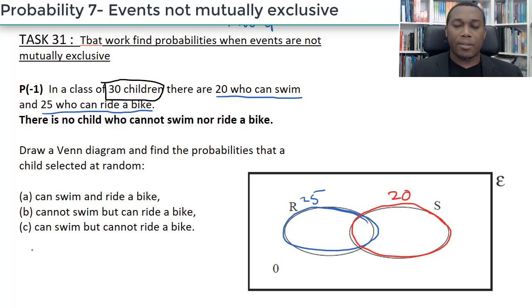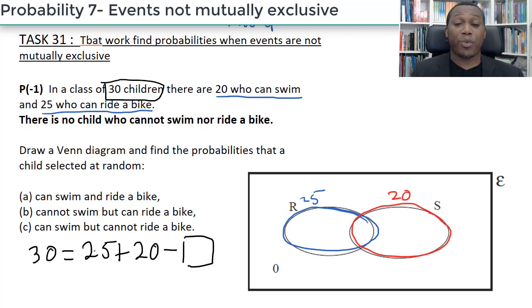But the general addition law, the idea behind it, and let's take a commonsensical approach, is that 30 has to be equal to, I need to get 30 when I add the number riding the bike, 25, plus the number swimming, 20. And then we know there's going to be an overlap, so we need to think, what is the number I'm going to take off? How much do I have to take off to get 30? That's the model you build to find out what the overlap is going to be. So what's the overlap in this case?